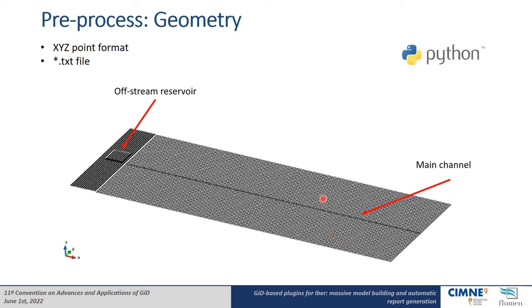The script generates a file in XYZ point format with the coordinates of a series of points. In the image, we can see one of the imported files on GID. Each point is spaced approximately 5 meters apart in zone A and 20 meters apart in zones B and C.